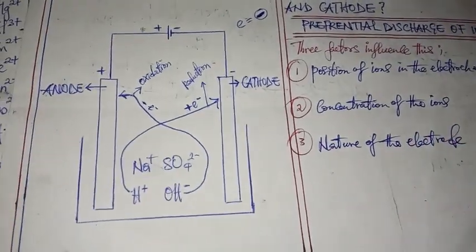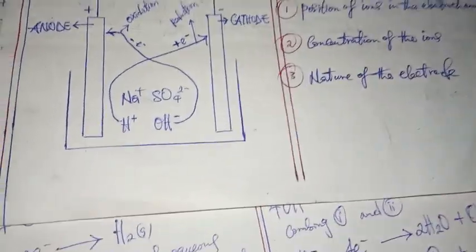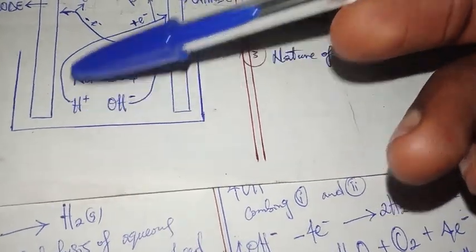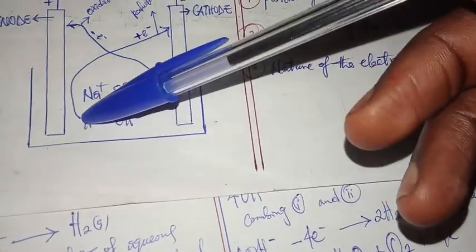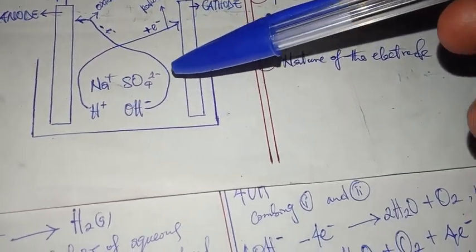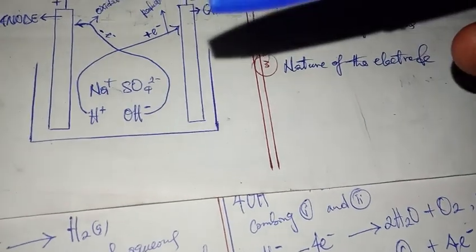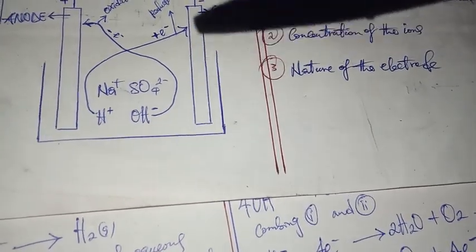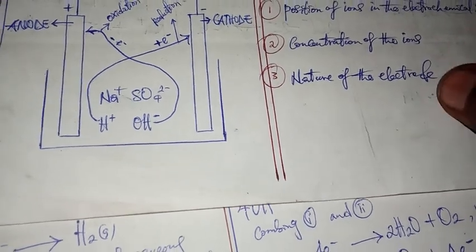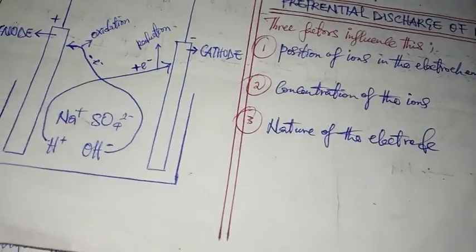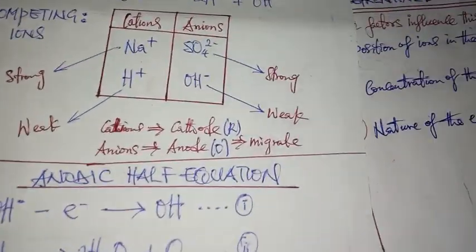Now, stating that fact, two cations are competing, sodium ion and hydrogen ion. Two anions are competing, sulfate ion and hydroxide ion. Following the principle of position of ions in the electrochemical series, we are now going to state which one is strong and which one is weak.